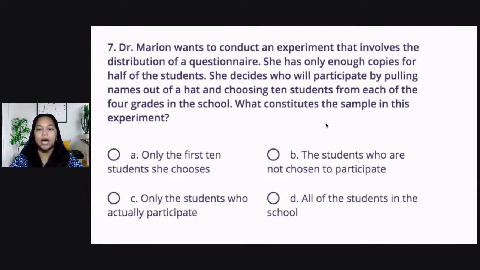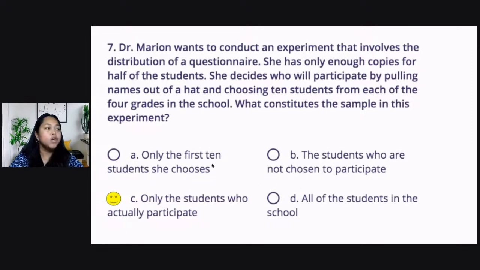Tama yan. Okay? Now, ang question is, what constitutes the sample in this experiment? Ano yung sample sa experiment na ito? Is it letter A, only the first 10 students she chooses? Letter B, the students who are not chosen to participate? Letter C, only the students who actually participate? Okay, or letter D, all of the students in the school? The correct choice there would be letter C.